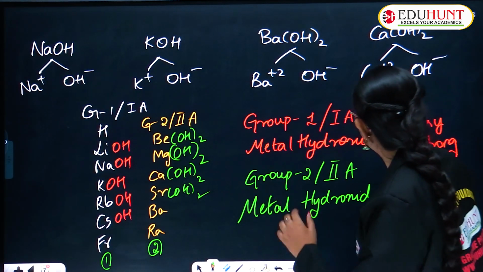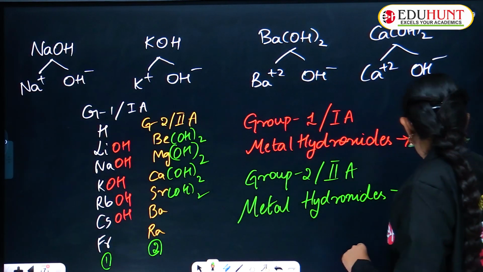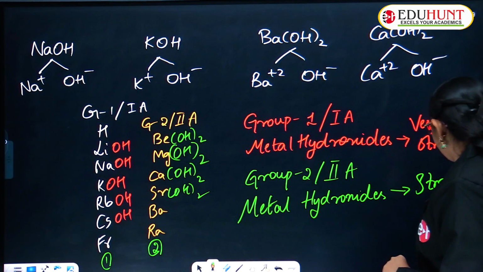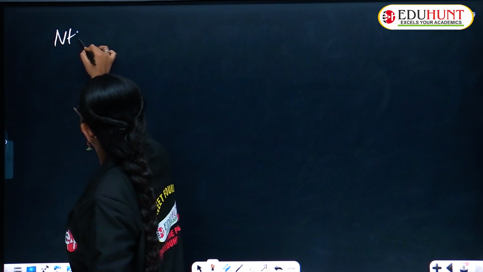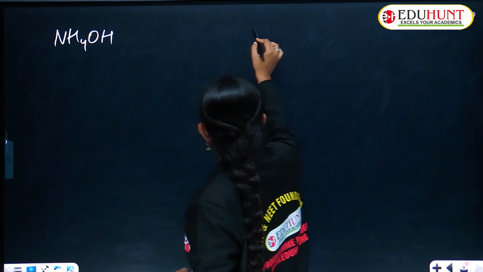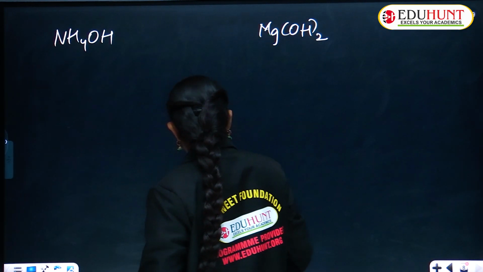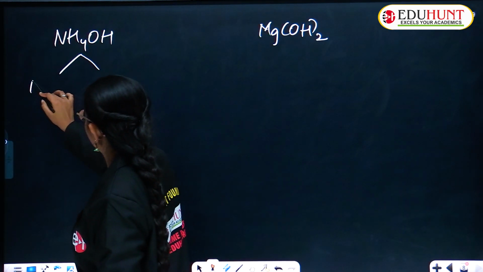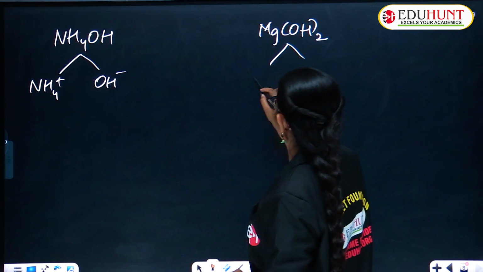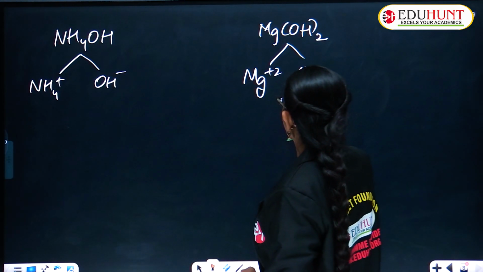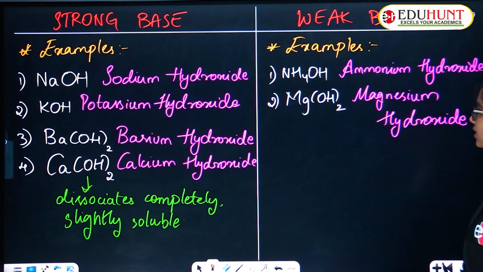Okay, children, clear now? This is all about the strength of strong bases. Coming to examples of weak bases, we have NH4OH and Mg(OH) twice. NH4OH dissociates into ammonium ion and hydroxyl ion. Here it will be magnesium ion and OH minus ion. All this weakness and strongness depends only on dissociation.